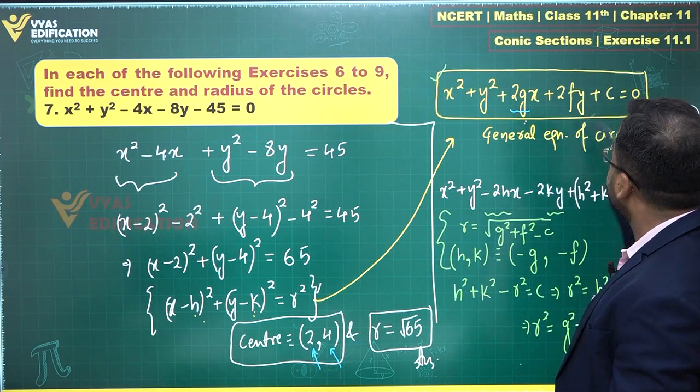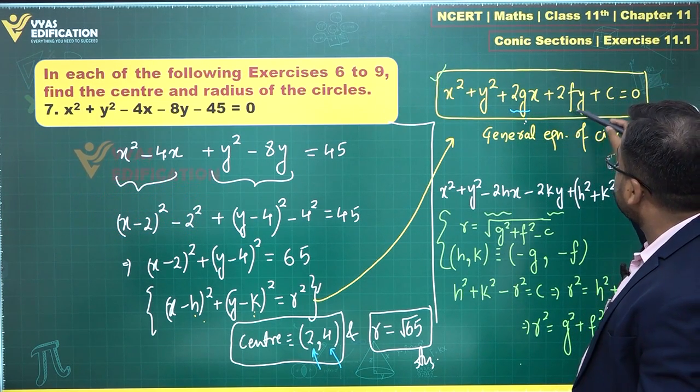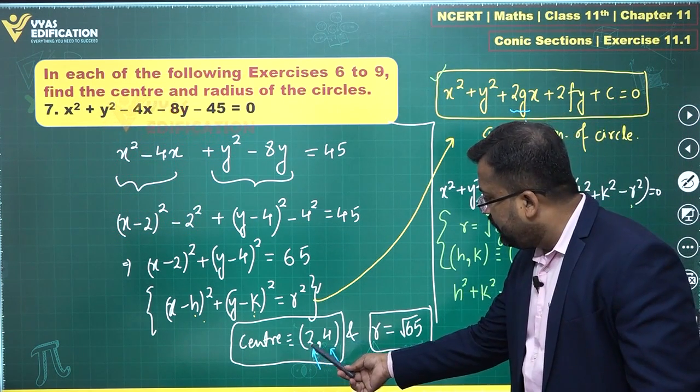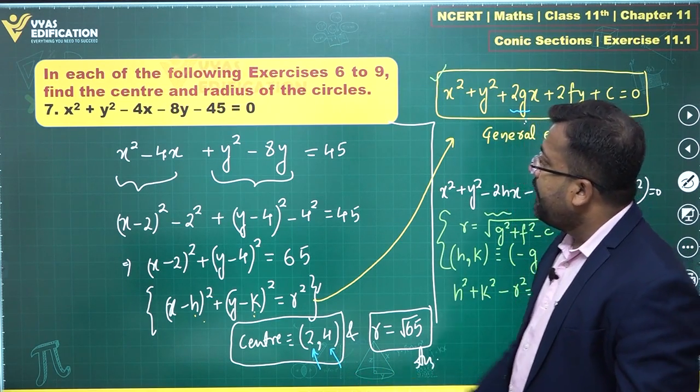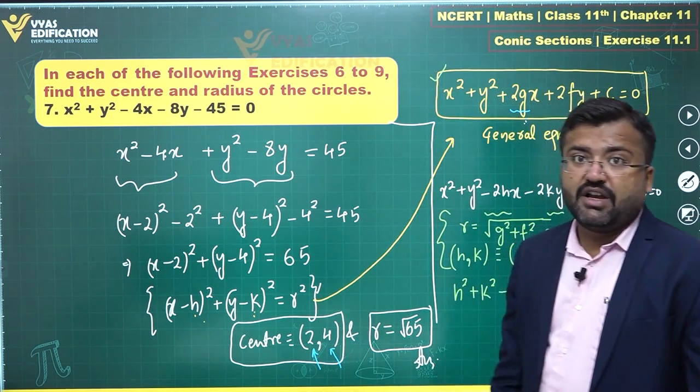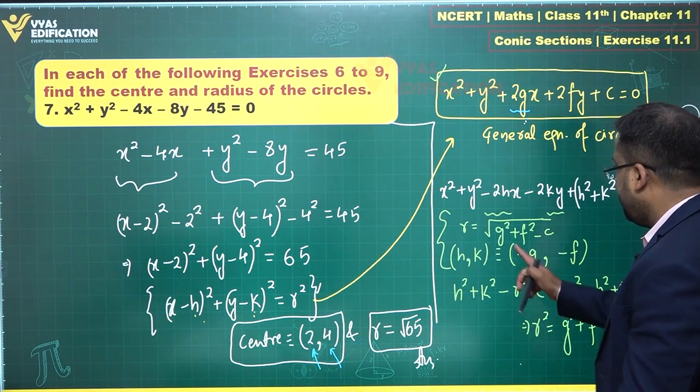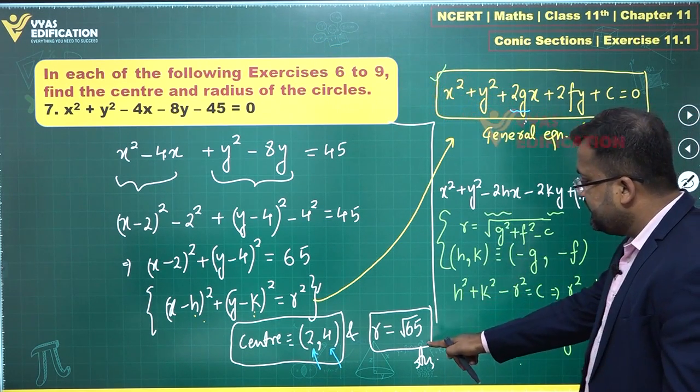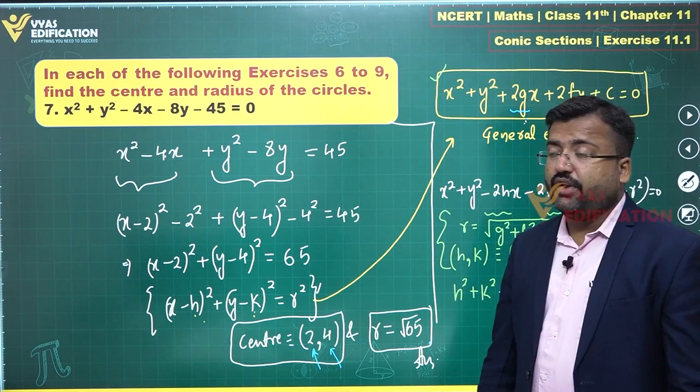And the next thing is the radius. Radius will be the square root of g square plus f square minus c. So g square is 4, plus 16, minus of minus 45 will become 65, and its under root, the square root of g square plus f square minus c, is the radius. That's what you can observe over here.